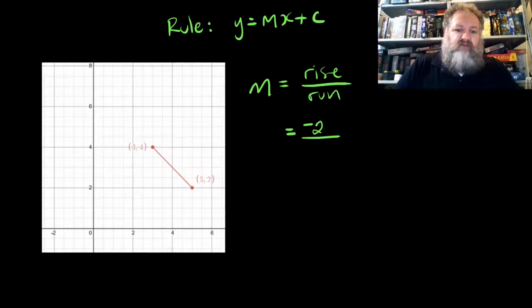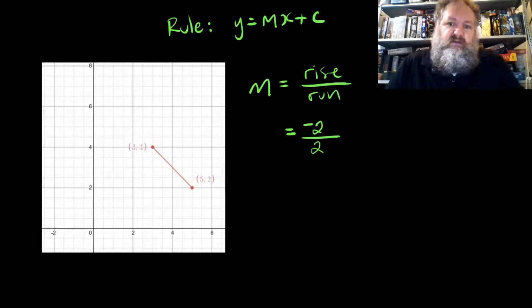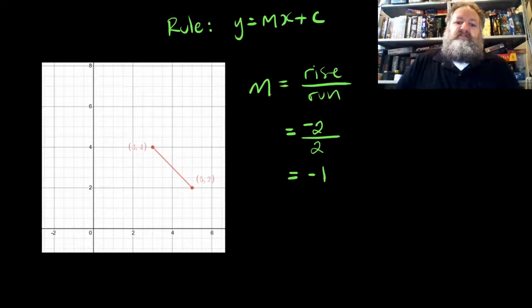Very good. I can do my run just like I normally would. I am moving from 3 to 5, so it will be negative 2 over 2. I can bring that down to just negative 1. The next thing I need is the plus c, the constant, and I know that number represents where this line will cross the y-axis.